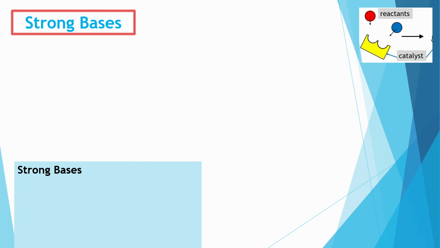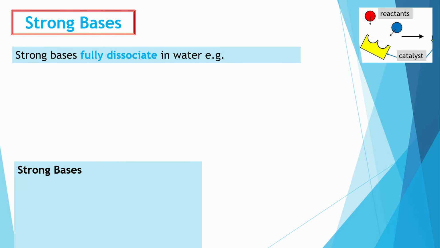Okay, so what about strong bases, you ask me? Well, strong bases are a different matter than strong acids. They do fully dissociate in water, but we always write the equation differently. If you remember back to 2.4, water is a polar molecule. It has a positive side and a negative side. The positive dipole is the side with the hydrogens, and the negative is the side with the oxygen.